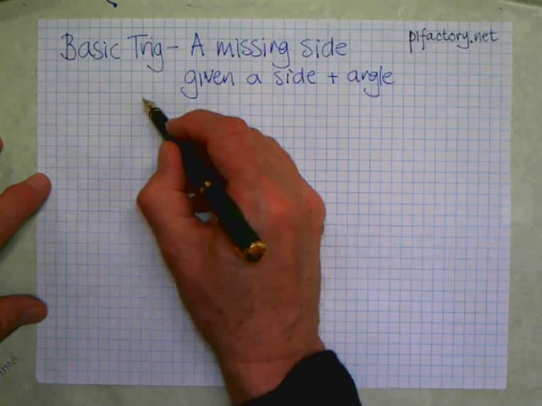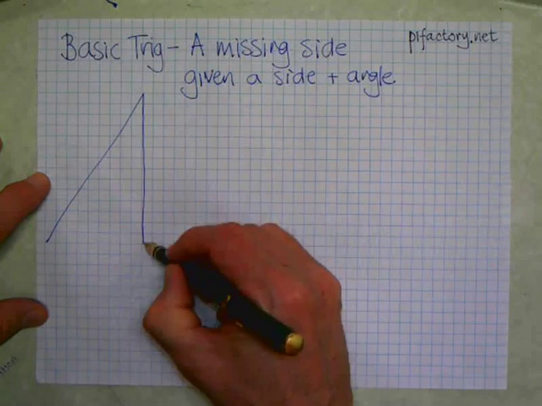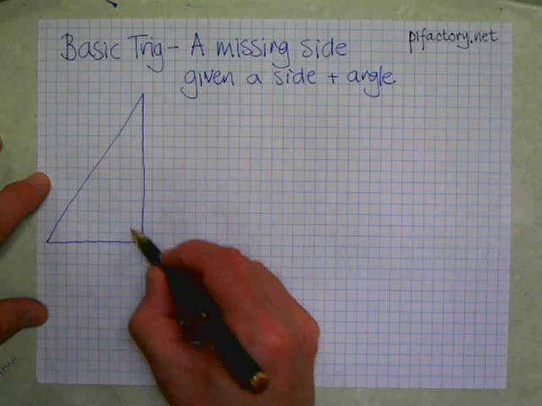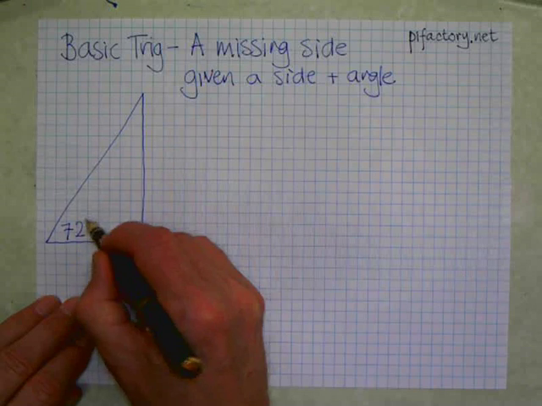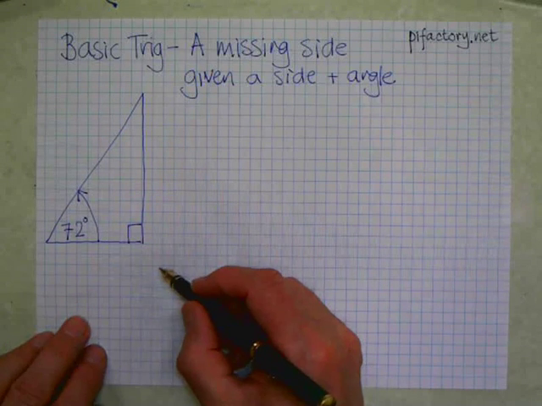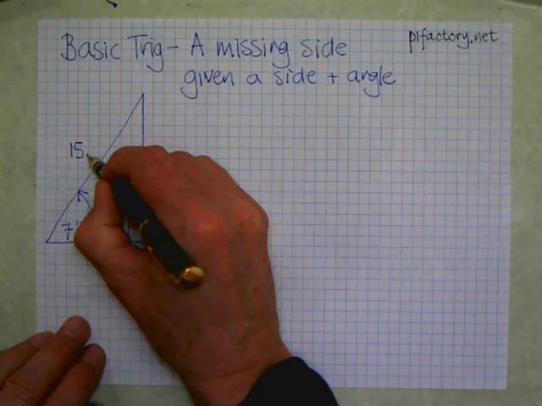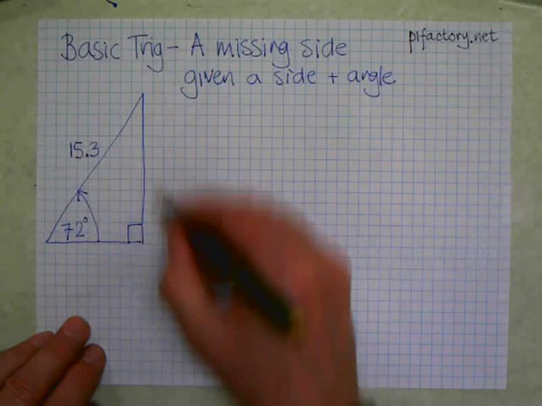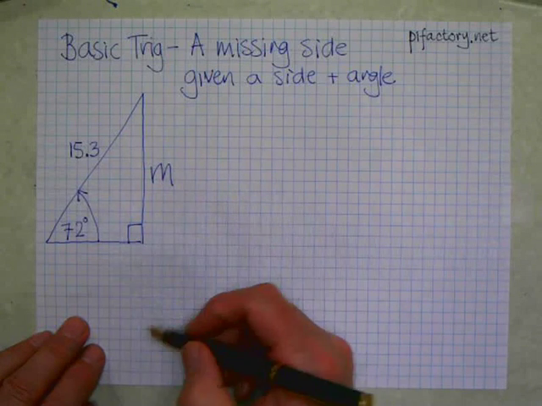So let's just sketch one out. Right angle triangle. We're just doing right angle triangle trig at the moment. There's our right angle. Let's say the angle we know is 72 degrees. And on this occasion we know that this side is going to be 15.3 and we want to find M.